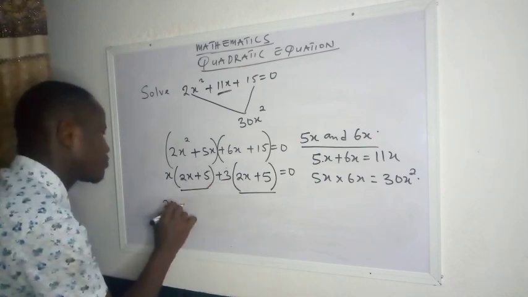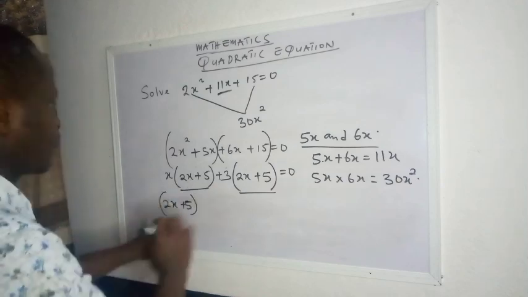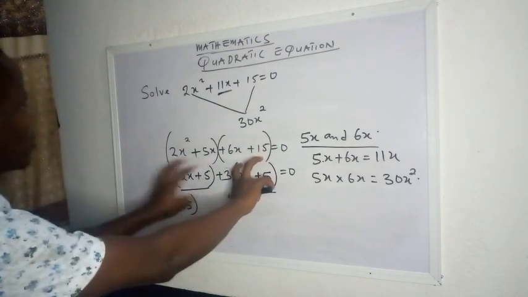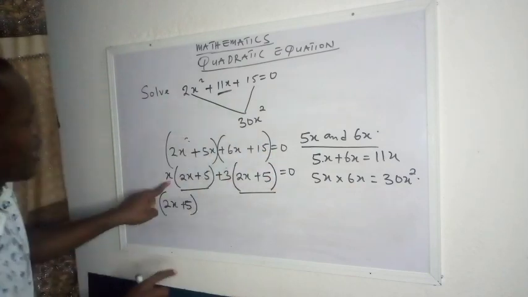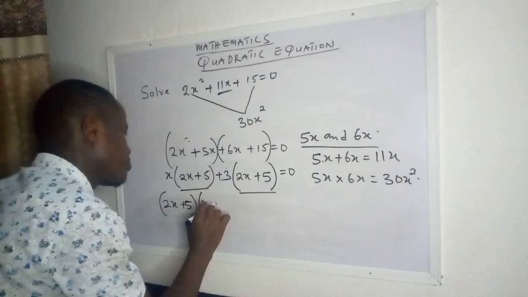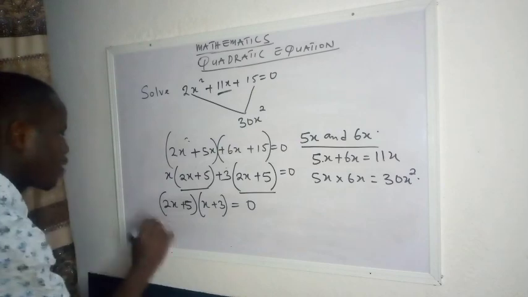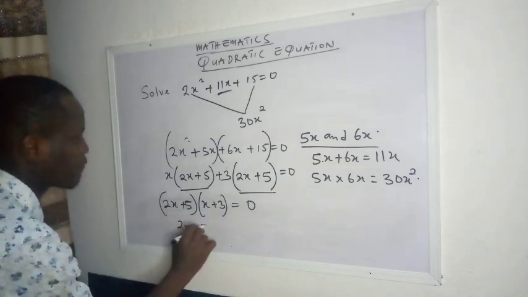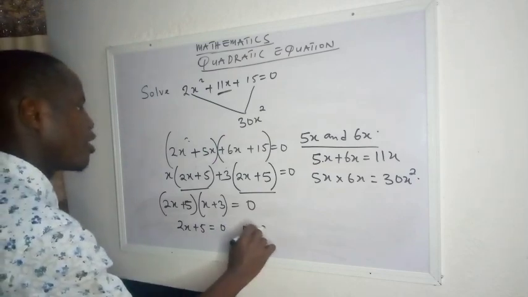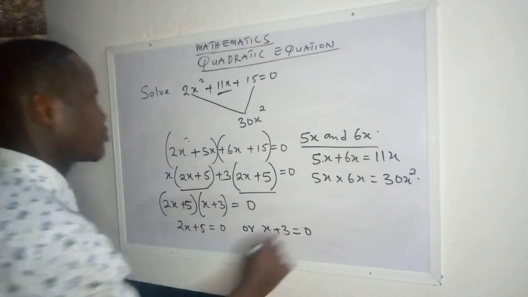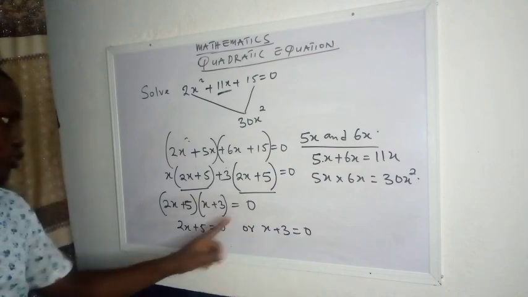So I'm going to have 2x plus 3, 5. I've factored out this. If I bring out this 2, I'll be left with x plus 3. So I have x plus 3 equal to 0. Now either your 2x plus 5 is equal to 0, or x plus 3 is equal to 0. Either your 2x plus 5 is equal to 0, or your x plus 3 is equal to 0.